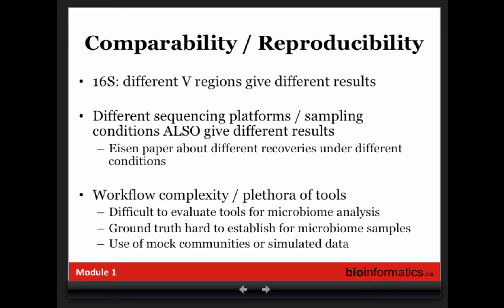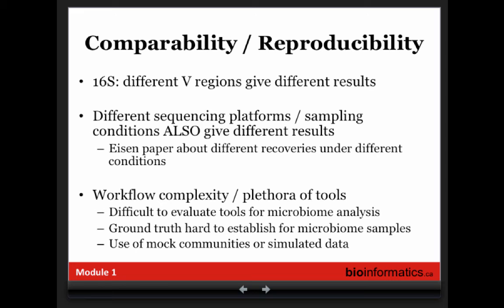Yeah, so there's a handful of studies that do show that, and I also show a plot showing you the range of variations within the V regions. And there's also studies comparing workflows, of course, comparing the different bioinformatics tools, and again, the key message there is that there's always slight variations in these tools, and they don't necessarily give you the same results.